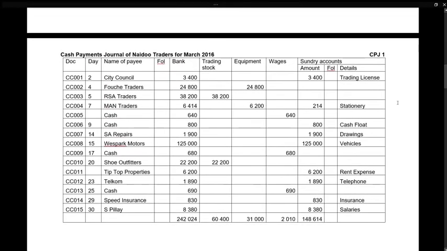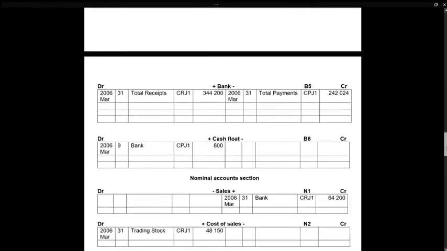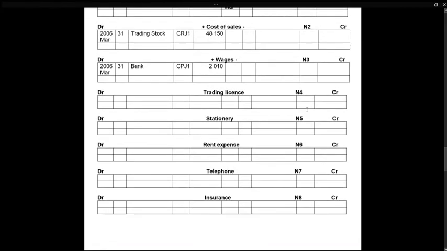Next one, trading license. It was an expense. Let's go and have a look for trading license. It took place on the 2nd, 3,400 Rand on the 2nd to City Council. Trading license is also an expense account, therefore the signs will also be plus, minus. Expenses will have a negative influence on my owner's equity. Remember what I told you when we did the accounting equation. Where did I get this information from? CPJ1. Details will be bank.